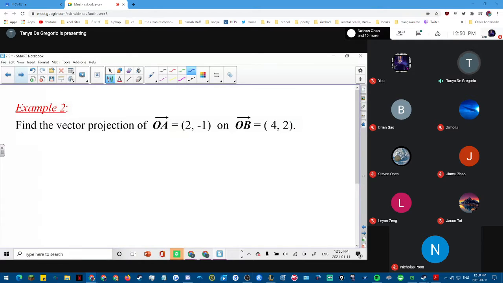Find the vector projection now of OA, 2, -1, on OB, 4, 2. What do I do? I want the vector projection now. Use the formula. Essentially you're doing the exact same thing that we just did. The only difference is you're going to be multiplying by a unit vector, the unit vector OB, because that's the direction that we want. Would I use the geometric formula or the algebraic formula? Well, I'm given components. So if you're given components, you're going to use the dot product. You're not going to use cos of theta.